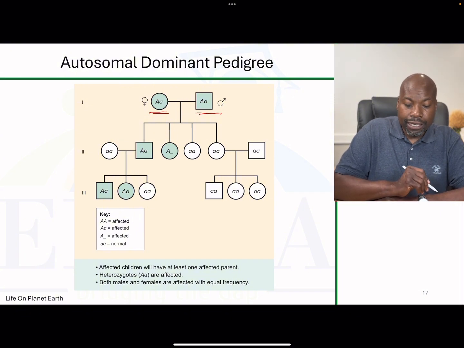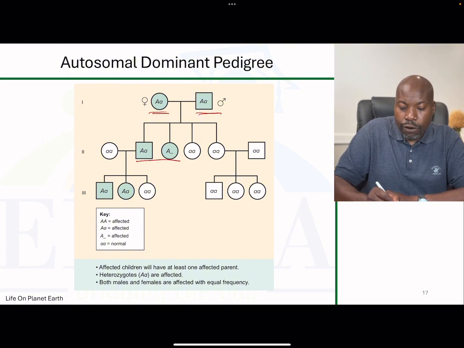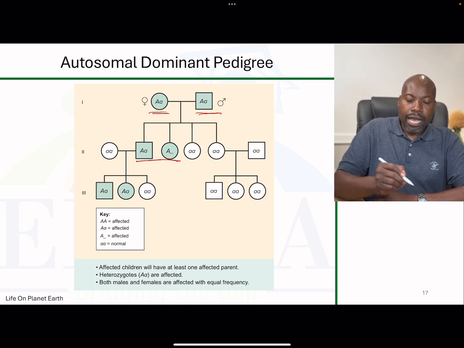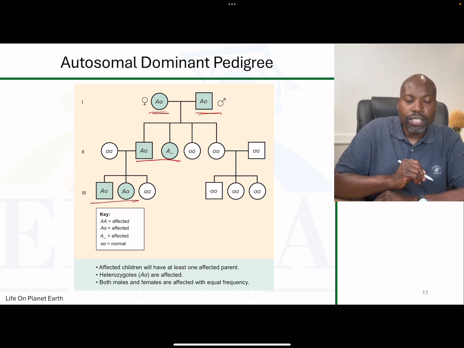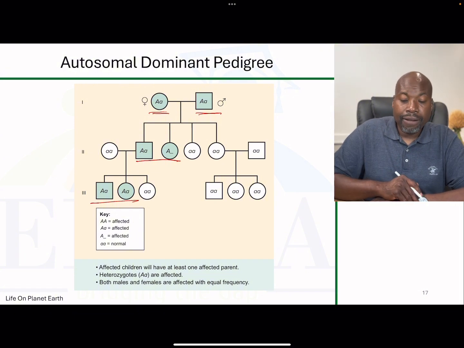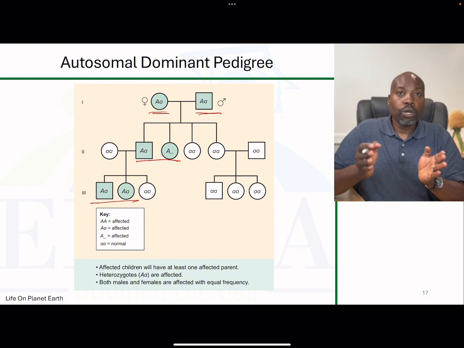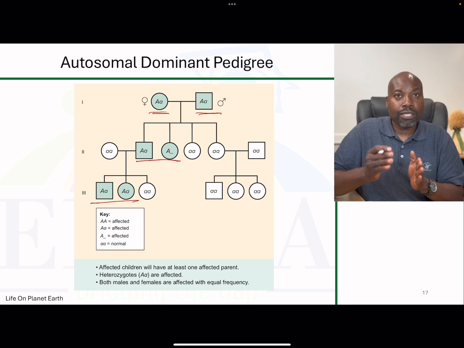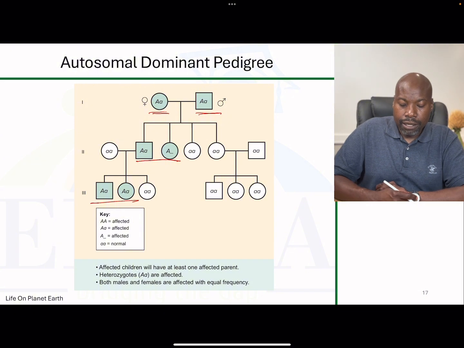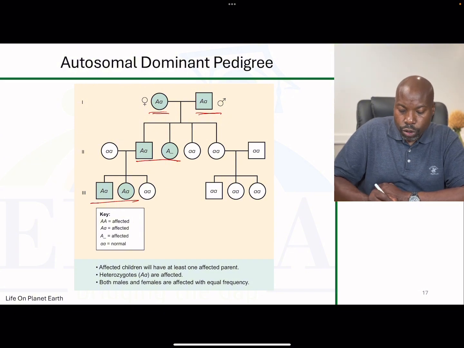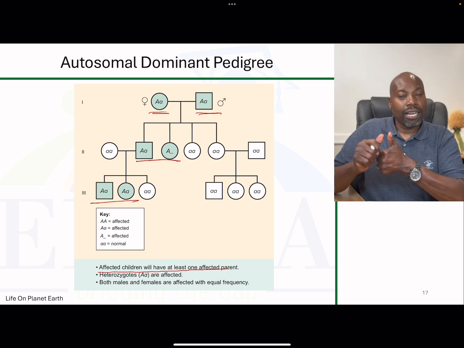Parents are both affected. Then they're going to have offspring that are affected. And the offspring is going to have also the next generation of children that are affected. Okay, so there is no skipping of a generation. That speaks to how strongly that allele is being expressed in the population. So affected children will have at least one affected parent.